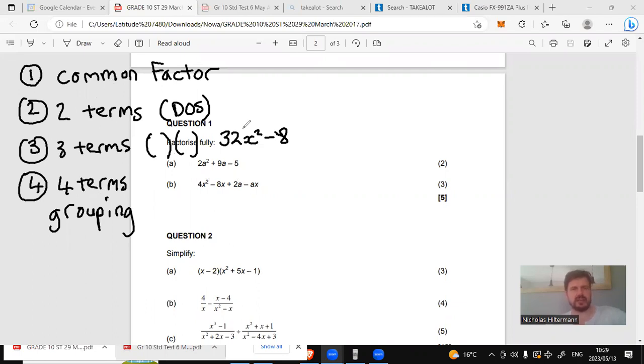So what I've done here is I've got three questions. The 3x squared minus 8 is a question I've added where you've got 2 terms, 3 terms, and 4 terms, just to show you how we would do each method.